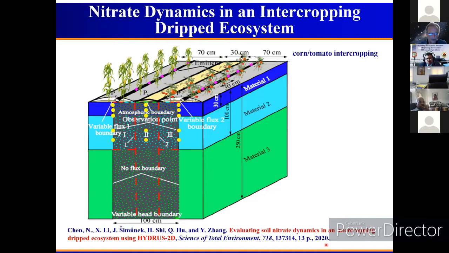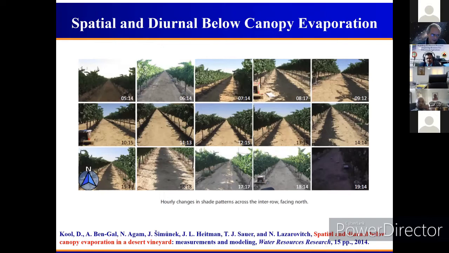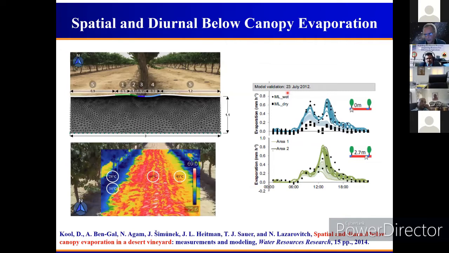This was a study which I did with the PhD student Dyria Kool from Israel. In this study, we tried to simulate fluxes in the vineyard during the day. So obviously during the day, the sun moves around the vineyard. That creates various shadows, so the areas are in the sun or in the shadow. And the fluxes in that system are very variable during the day. And so we implemented some special options in the HYDRUS model so that we could simulate these fluxes, how they change at different locations throughout the vineyard during the day.